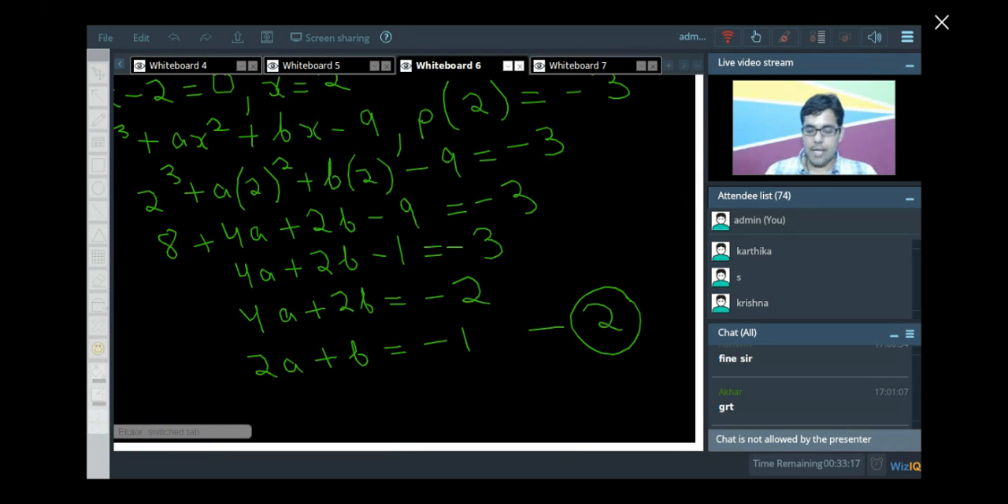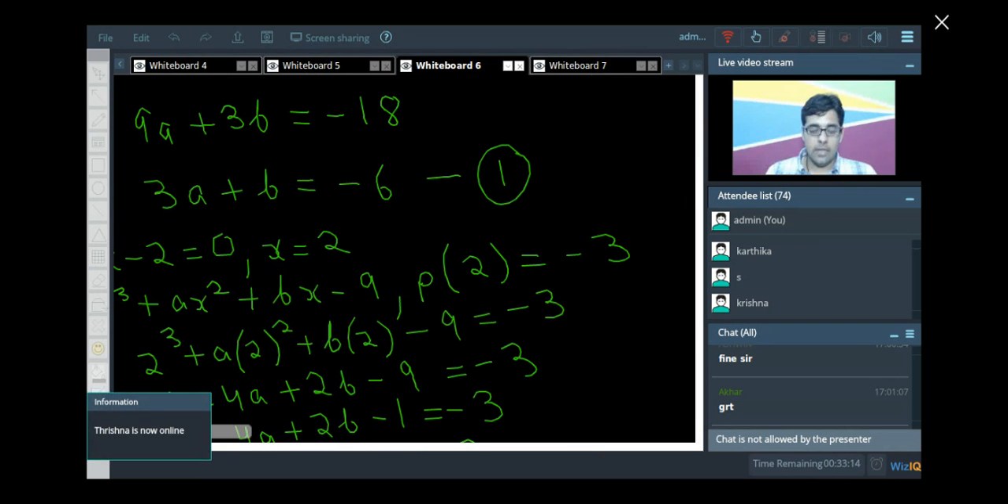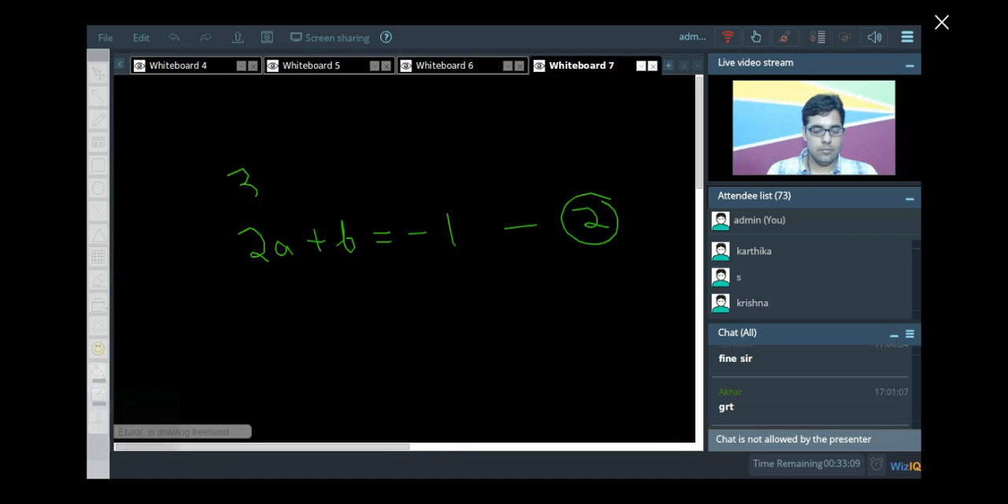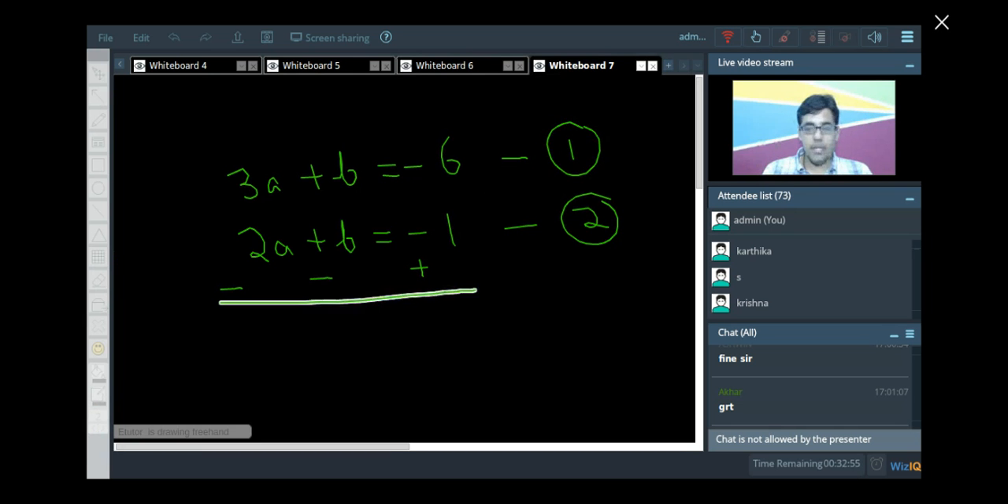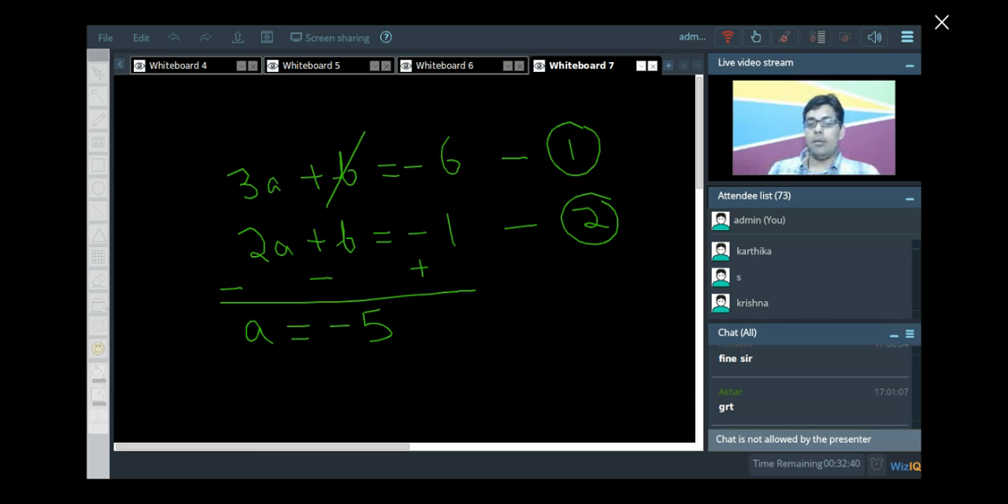And equation number 1 is given as 3a plus b equals minus 6. Now we can solve this by subtracting these two equations, second from first. Sign change here. It would become 3a minus 2a, that is a. B and b will cancel out. Minus 6 plus 1, that is becoming minus 5. The value of a is coming as minus 5.